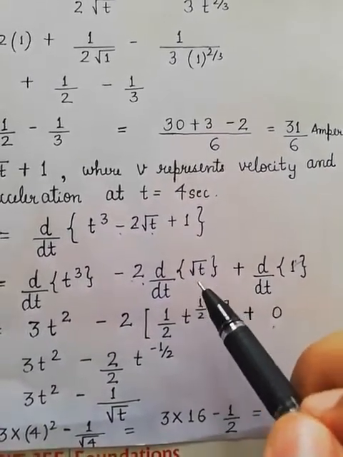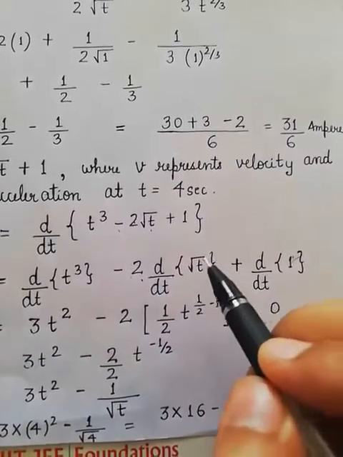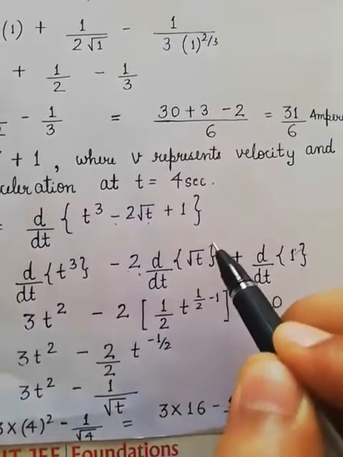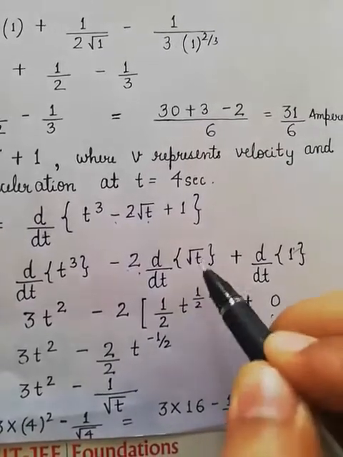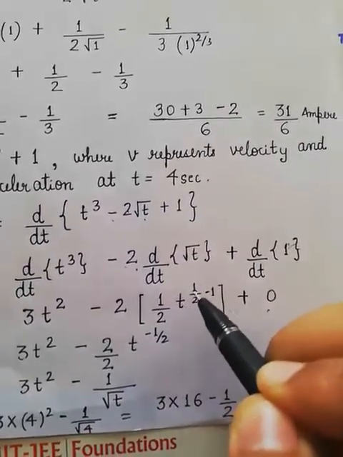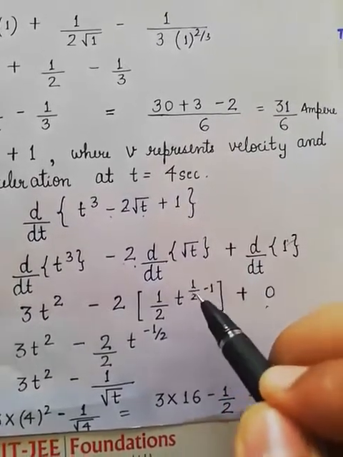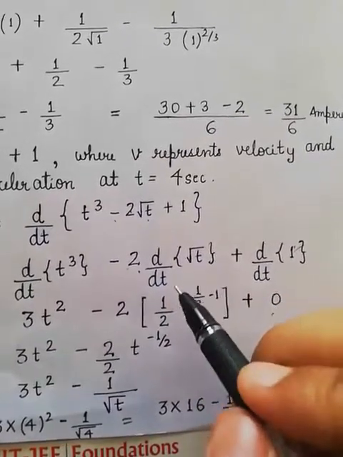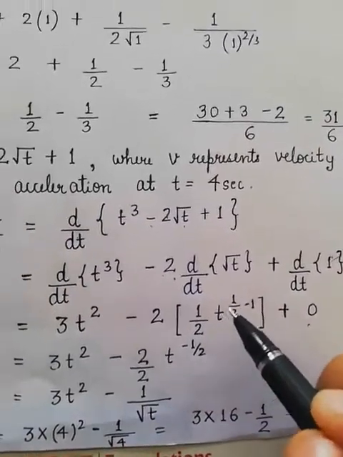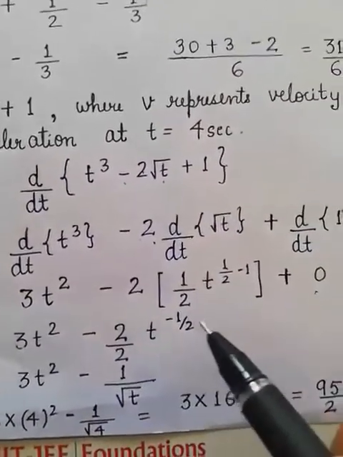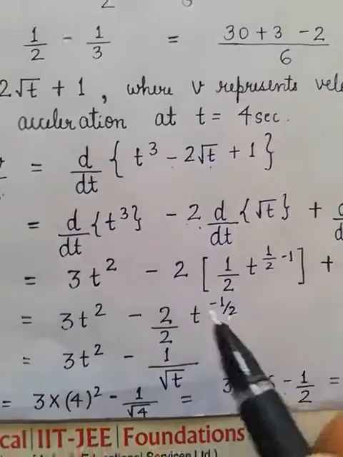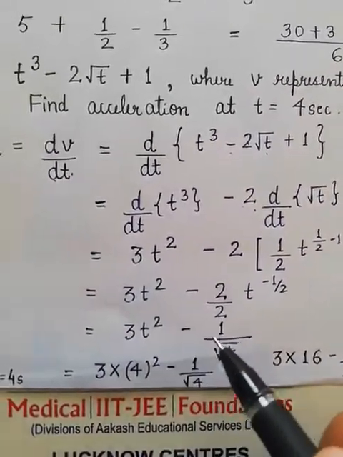Then how do you write √t? t to the power half, and t to the power half is what? When you do the differentiation, n times x to the power n minus 1. So for t to the power half, n is half, x is t. So half times x to the power n minus 1, where n is half minus 1, right? So x is actually t. On further solving you get 3t² minus 2, and the 2 will cancel out. t to the power half minus 1 gives you minus half. On further solving you get 3t² − 1/√t.